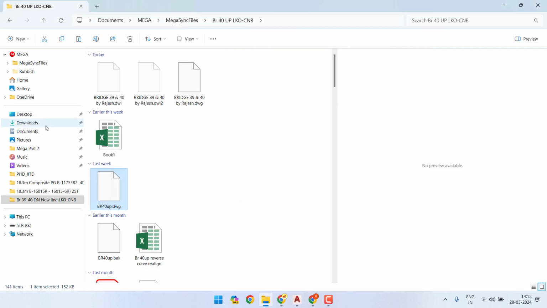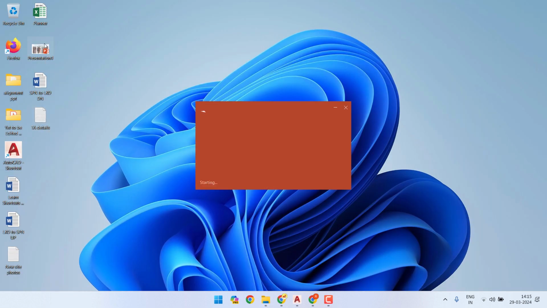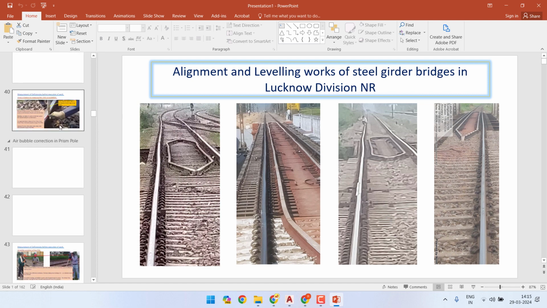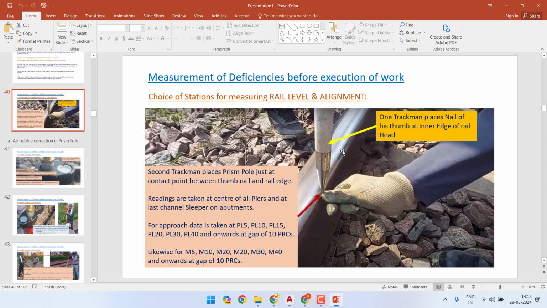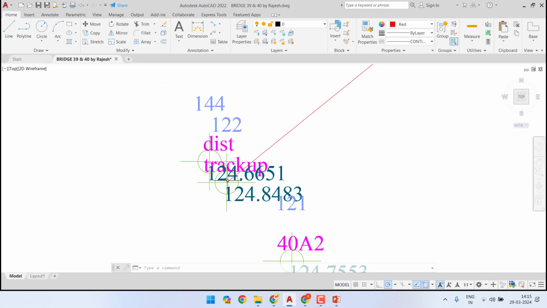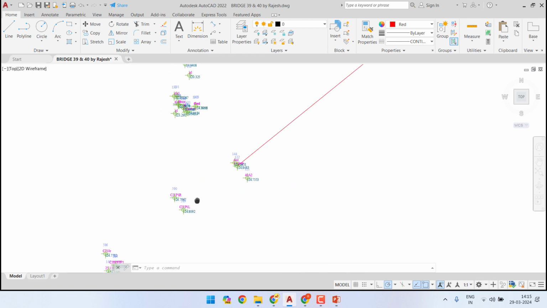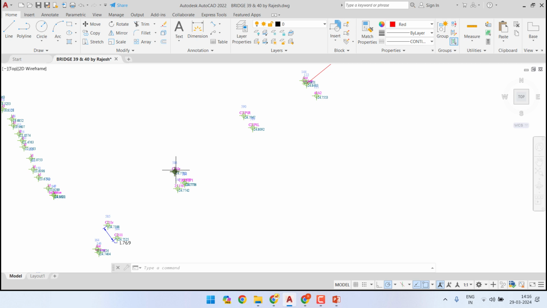As we can see in the presentation, this point, this is the rail head, and this is the inner edge of rail head top, and this point, and we have chosen the left rail. So left rail head inner edge, running face or gauge face. Now there are some errors in nomenclature at some places, but mostly it is correct.